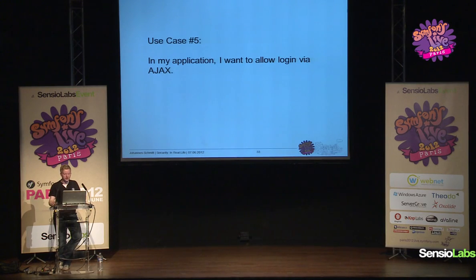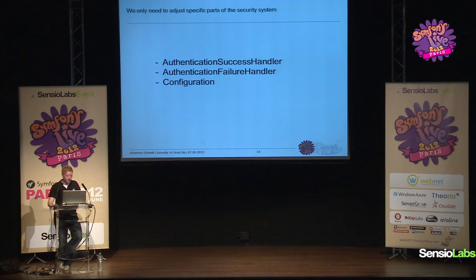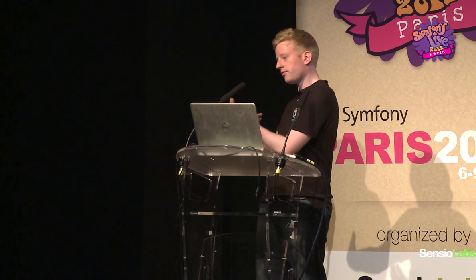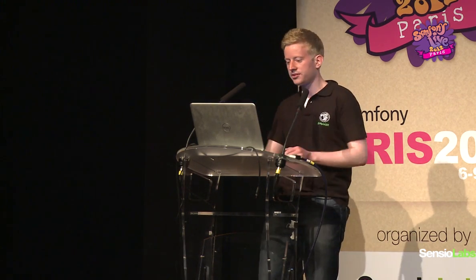Other use case: in my application I want to allow login via AJAX. If someone submits the form, it's sent via AJAX in the background and not like a real request that the user sees. What do we have to change to accomplish that? Basically, we change the authentication success handler and the authentication failure handler. Now, we have seen the authentication success handler. What it does is converting the successful token into a response, and what the failure handler does, if an authentication exception happens, is convert that into a response.